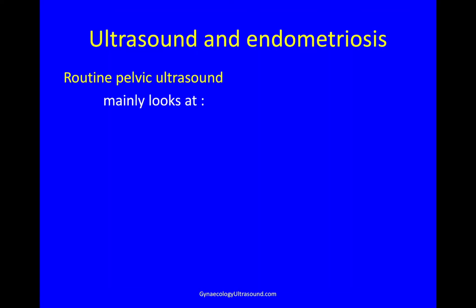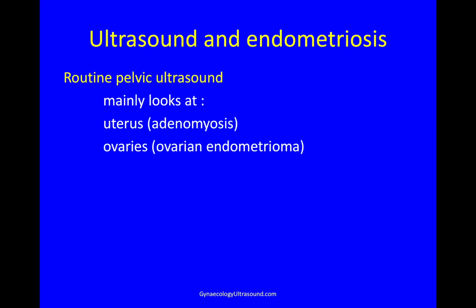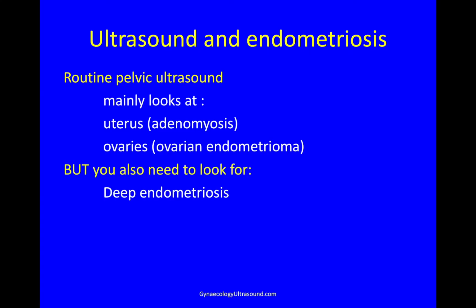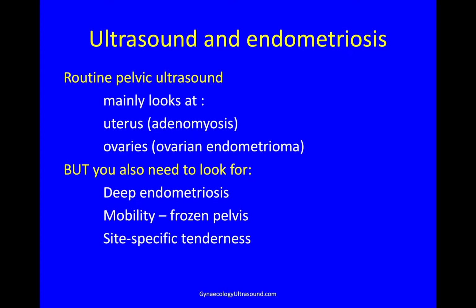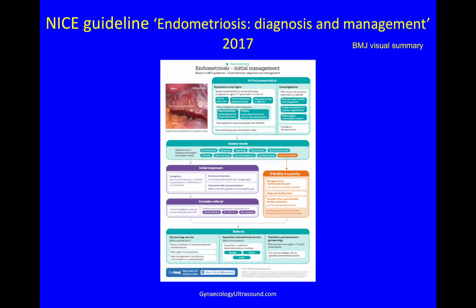So a routine pelvic ultrasound mainly looks at the uterus, and you'd look for adenomyosis, the ovaries, ovarian endometriomas, but you also need to look for deep endometriosis, need to look for mobility, to look for a frozen pelvis, and for site-specific tenderness. Superficial endometriosis will be covered separately.